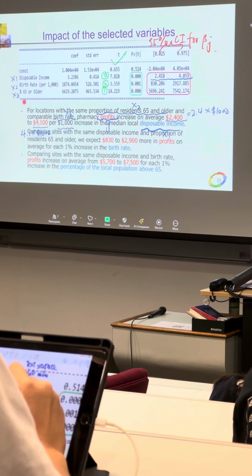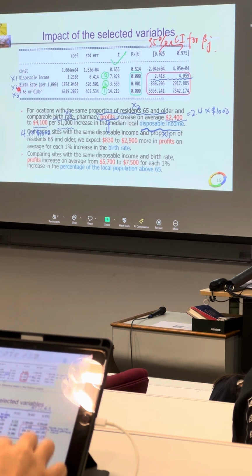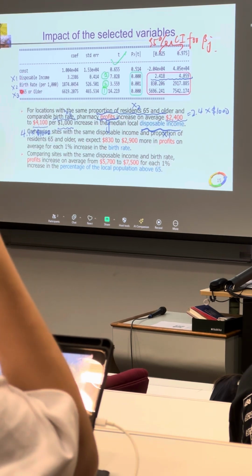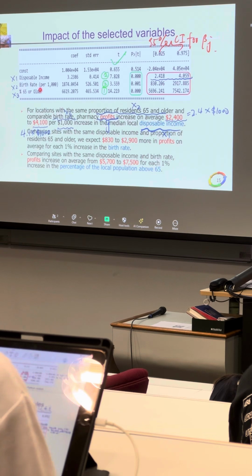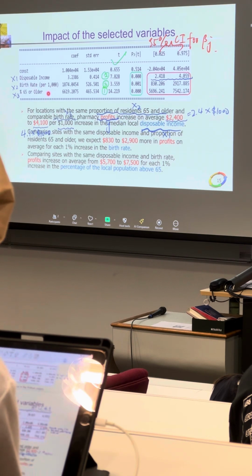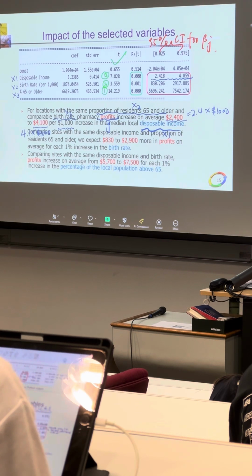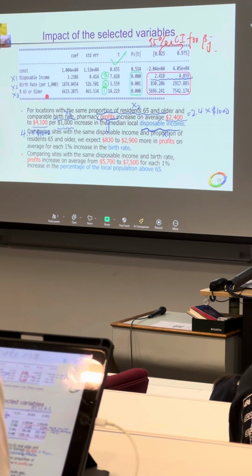So that means among these three predictors, percentage of 65 or older, that means the percentage of old age people in the community, has the strongest impact on profit. Increasing the percentage of old age people can increase the profit the most, followed by disposable income. And birth rate is the last thing you should look at. In that case, when you choose a community for expansion, you will first find the community that is high at the value of percentage of 65 or older.